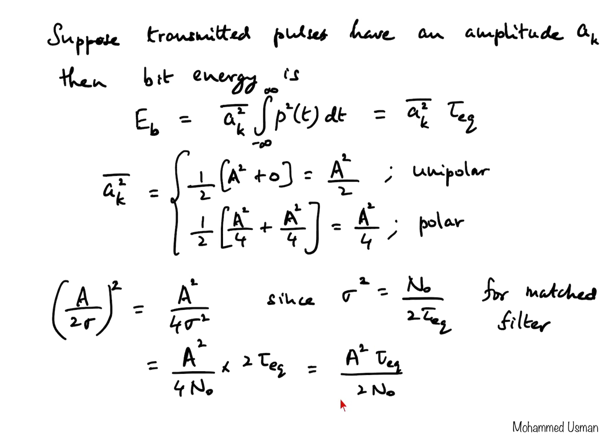And now if you notice, this A square by 2 term here is nothing but AK square bar for the unipolar case. So this A square by 2 is AK square bar, and this AK square bar into tau equivalent is nothing but Eb. So A square by 2 times tau equivalent, this whole term becomes Eb for the unipolar case. And to make it work for the polar case as well, we'll just multiply and divide by 2. So let's do that analysis now. We'll first write down the expression for A by 2 sigma the whole square.